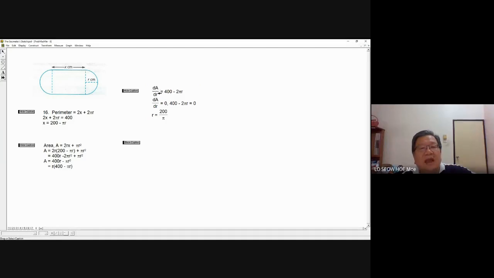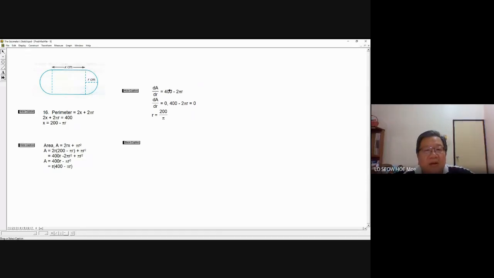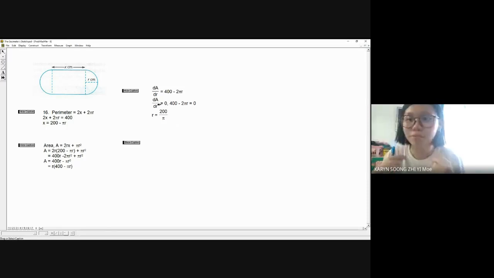You want to find dA/dr. You differentiate the top. 400r becomes 400. Pi r squared becomes 2 pi r. You just differentiate the r squared, it becomes 2r, and the pi you just keep alone. So this is dA/dr. For a maximum or minimum value, dA/dr is 0. That means 400 minus 2 pi r equals 0. There you can find that r equals 200 over pi. So this is the value of r that will give rise to a maximum or minimum value of A.